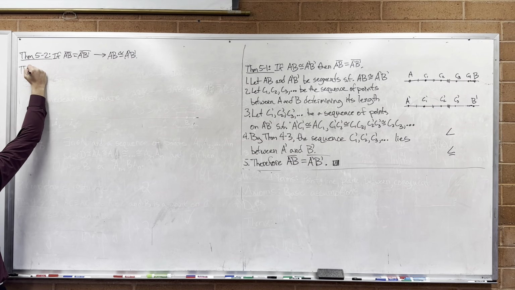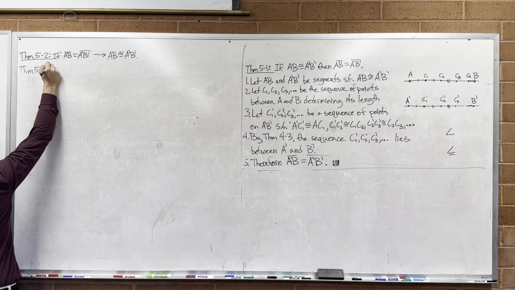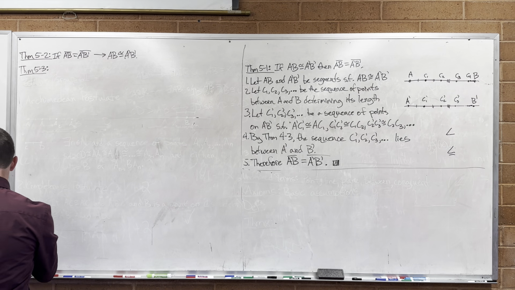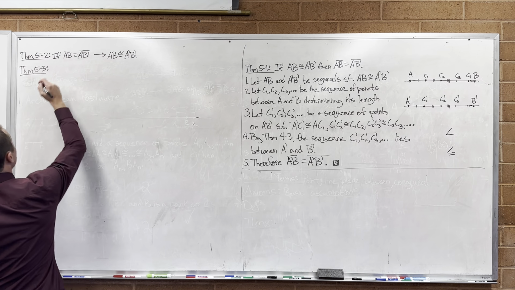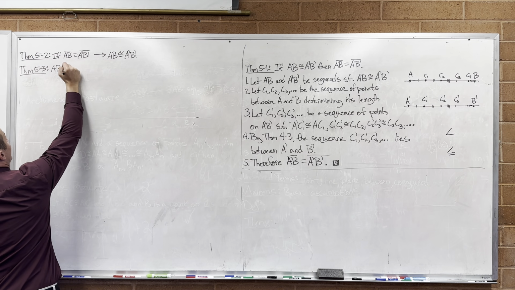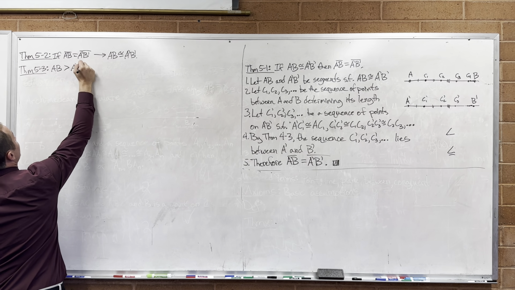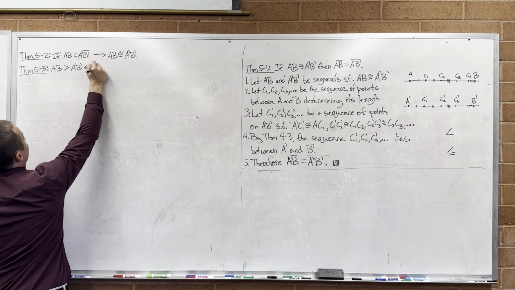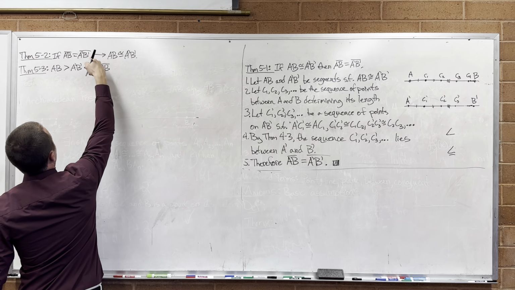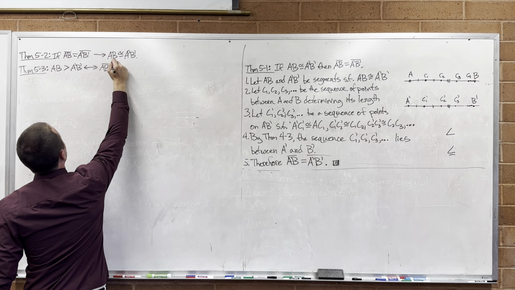Theorem 5.3 gives us that AB is greater than A prime B prime if and only if. Wait, you're saying you're not gonna prove? I'll prove this one and then we'll leave it at that.